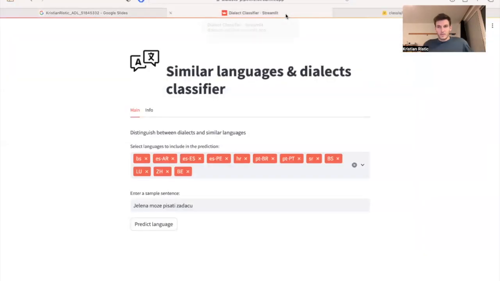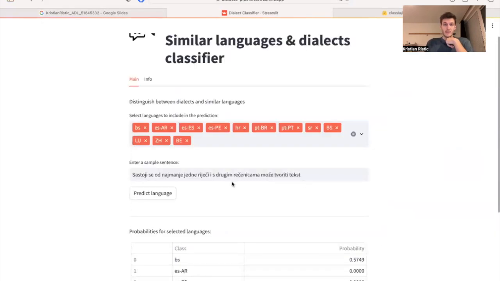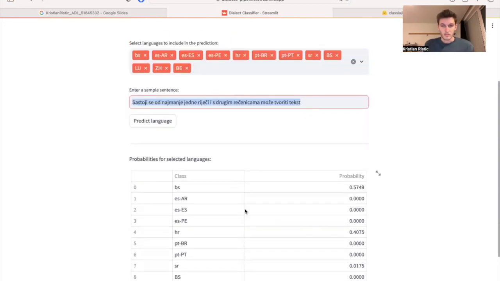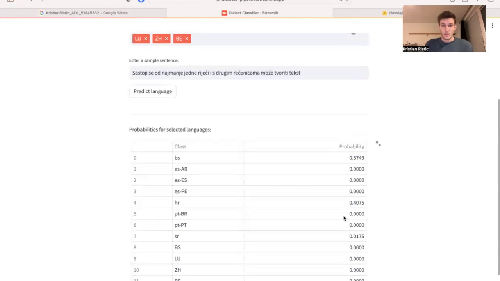Now the demo of this application. Here you could, for example, type in a sentence and click on predict language, which would give you the probability for all languages. This is a sentence now in Croatian. So we can see a Croatian probability of 40% and Bosnian 57.